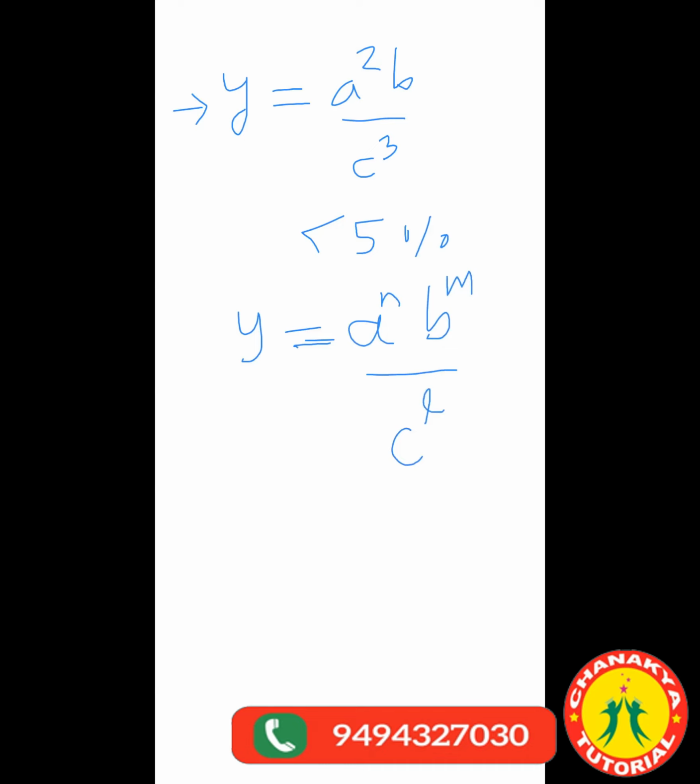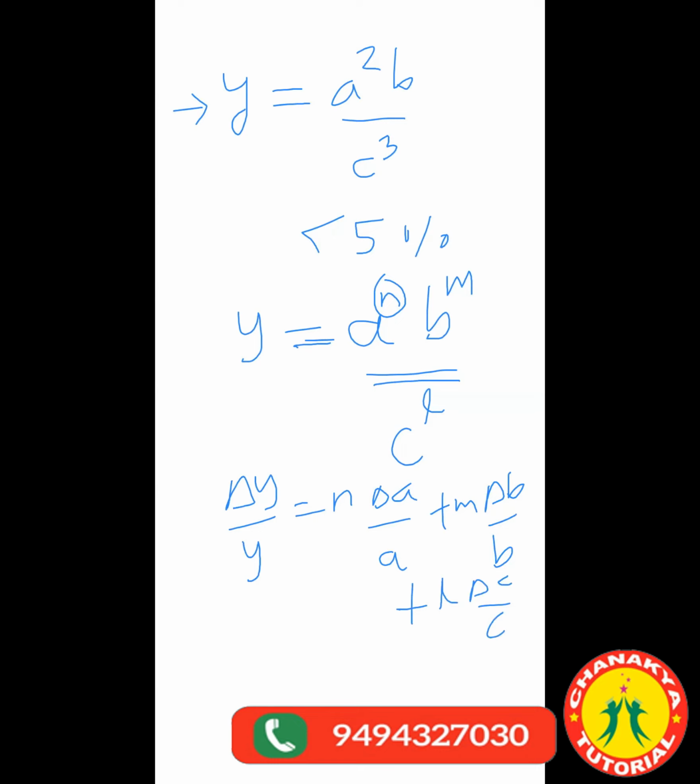Now, how to calculate the error in Y? To do that, just write delta Y by Y equals whatever the power is, you bring it forward: N into the error in A, delta A by A, plus M into the error in B, delta B by B. And if anything is in the denominator, you still make it plus, only if you are calculating error: plus L into delta C by C. Okay, so let's say the error in A is 1%, you put delta A by A is equal to 1, delta B by B is 3%, you put 3 there, and if delta C by C is 4%, just put 4 there, and multiply each by the corresponding number N, M, and L, and sum it up. That will be the total error in Y.